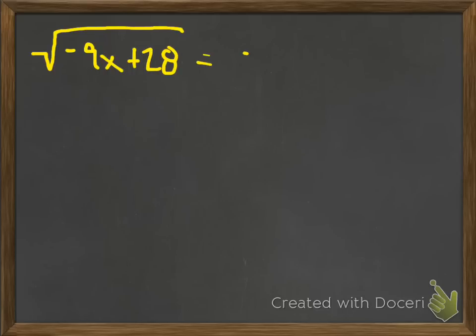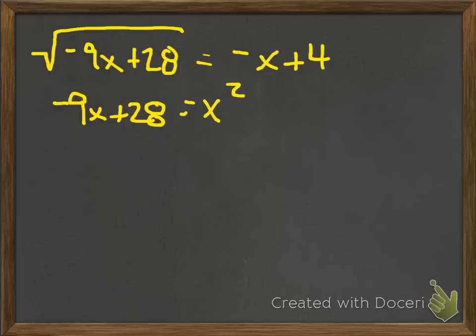Let's do square root of negative 9x plus 28 equals negative x plus 4. Okay, so I square it, I get negative 9x plus 28. You square the next one, you've got x squared, 4 doubled is 8, negative 8x, and then 4 squared is 16. Okay, so it's a very simple squaring process there.